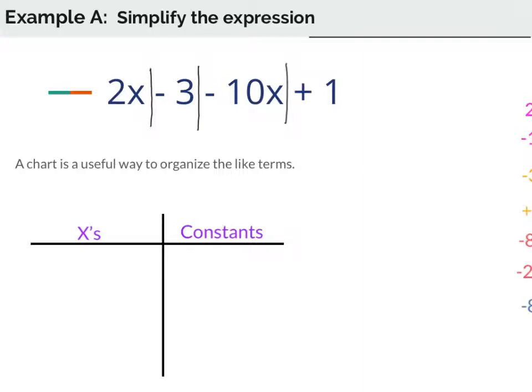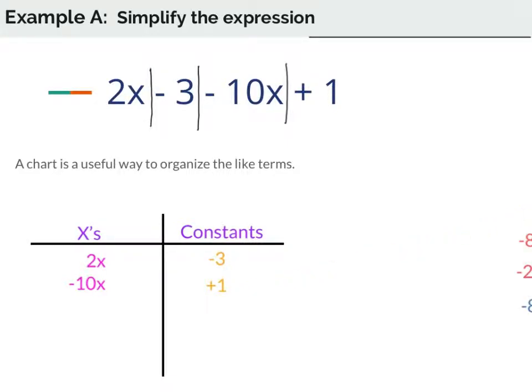So now let's separate our x's into our x column and our constants into our constants column. 2x, that's going to be an x, so I'm going to put that in the x's column. Negative 3, that's a constant. I don't see any variable, so I'm going to put my negative 3 in my constants. Negative 10x, that's an x, so I'm going to put that in the x's column. Positive 1, that's a constant, so I'm going to put that in the constants column.